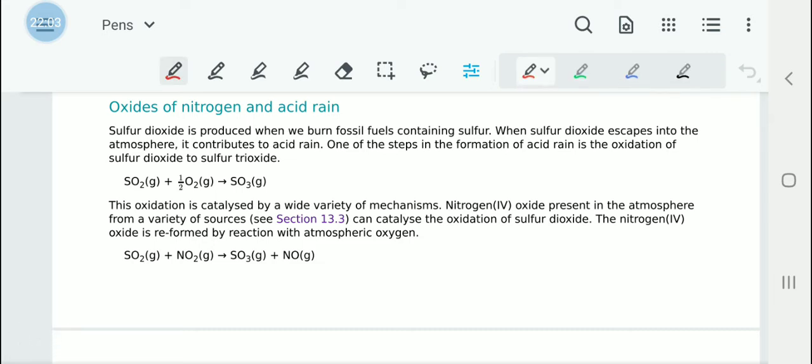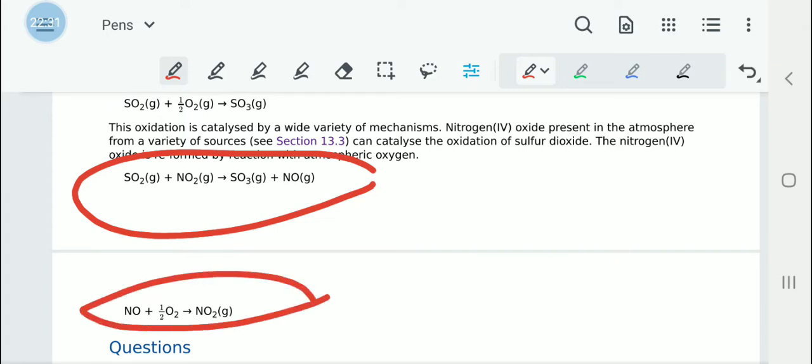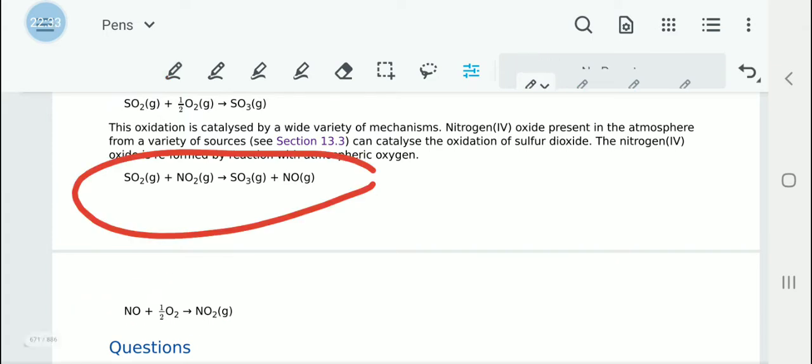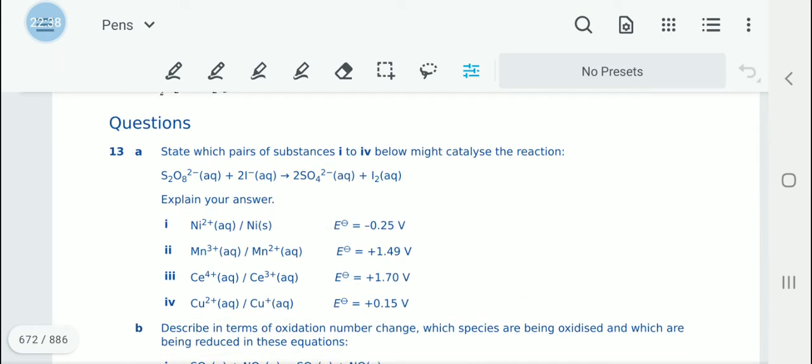Write down the first equation and then write the catalytic conversion: SO2 plus NO2 gas giving SO3 gas plus NO. Nitrogen monoxide reacts with oxygen to produce NO2 once again, and write these two separate equations. I hope you understood. If you understand, please do question number 13.